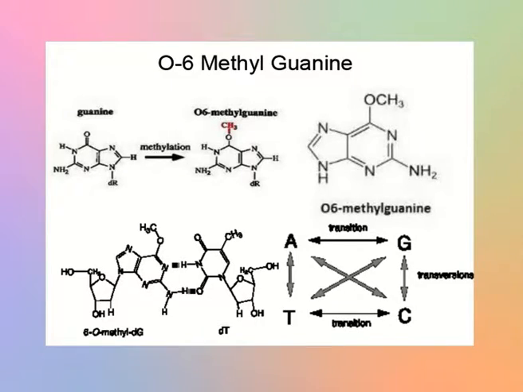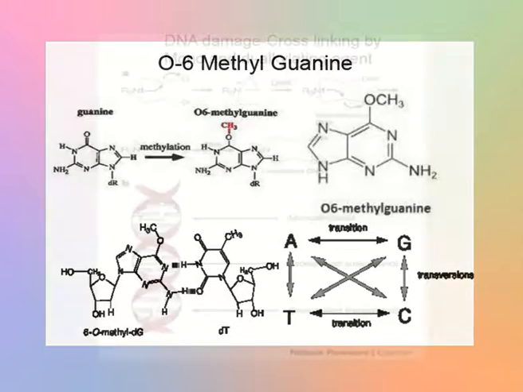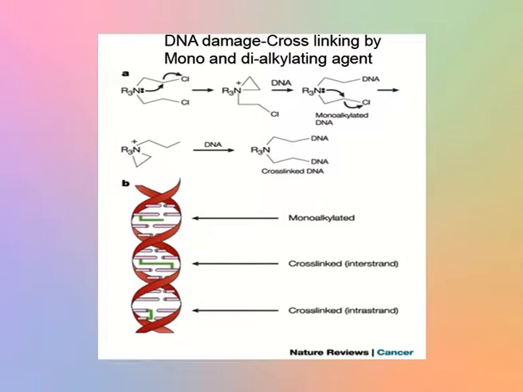Ma'am, how can an alkylating agent cause DNA damage? O6-methylguanosine can pair with thymine, so you can find the point mutation from GC to AT. Otherwise, these mono or dialkylating agents can cross-link intrastrand or interstrand.